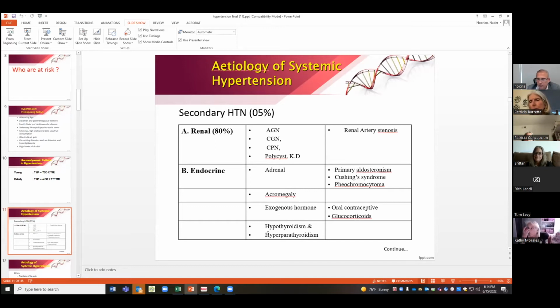This is actually a typo. This is hyperthyroidism, okay? And hyperparathyroidism. Hyperparathyroidism causes increased calcium in the bloodstream, and that can cause hypertension. And hyperthyroidism, of course, increases the thyroid hormone production in the body.